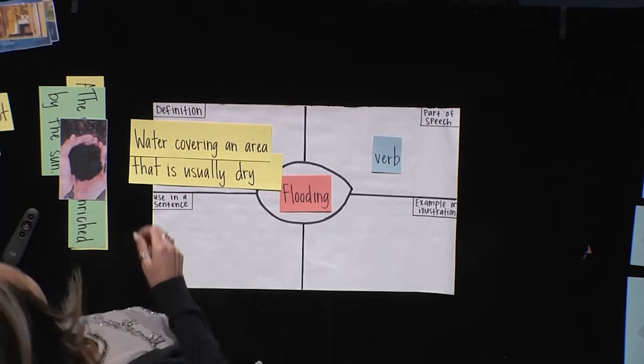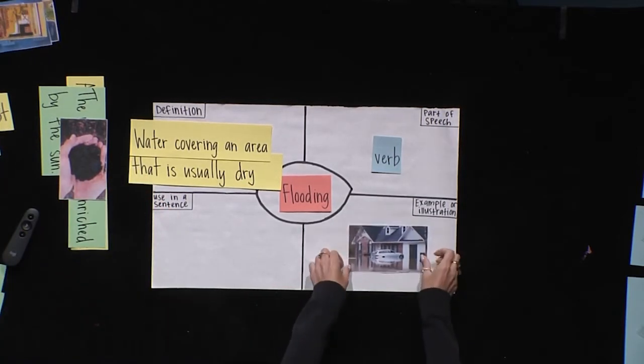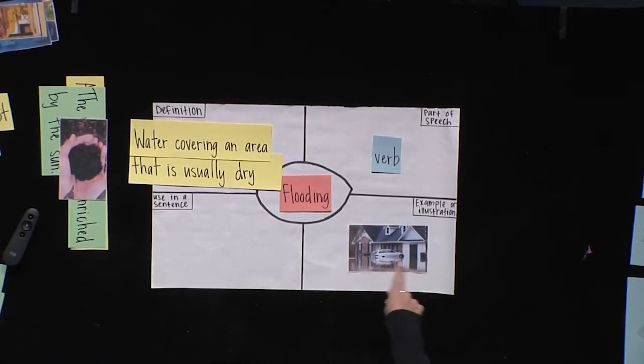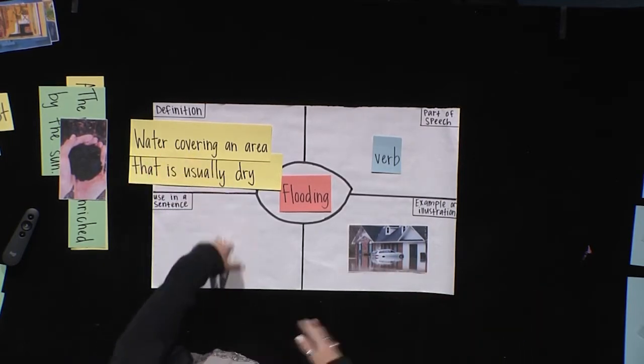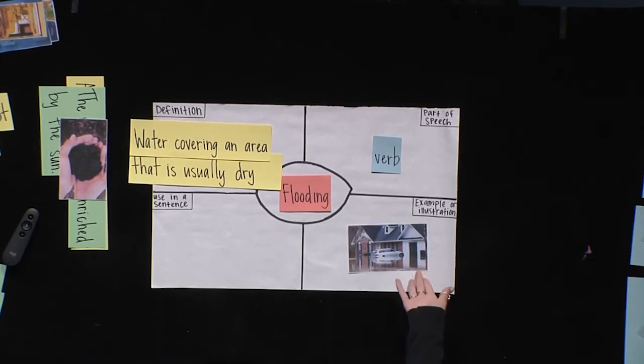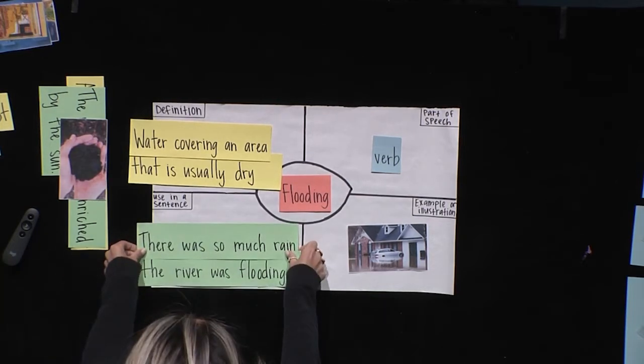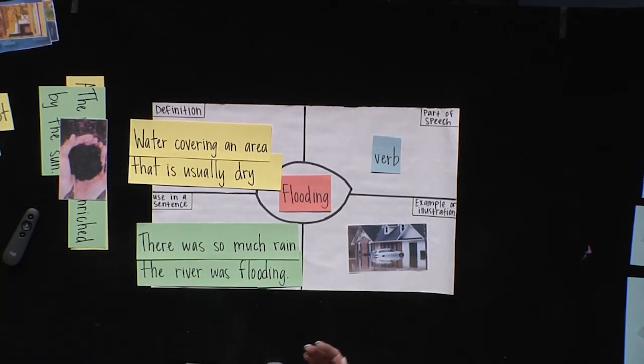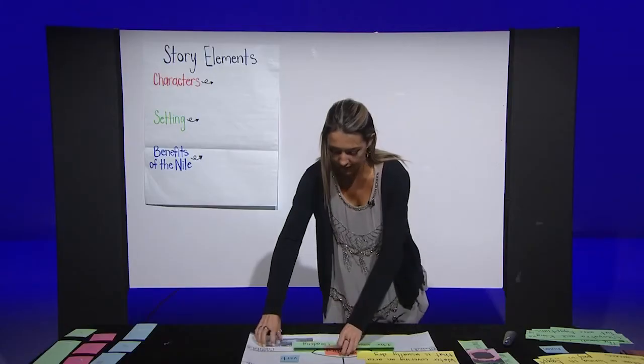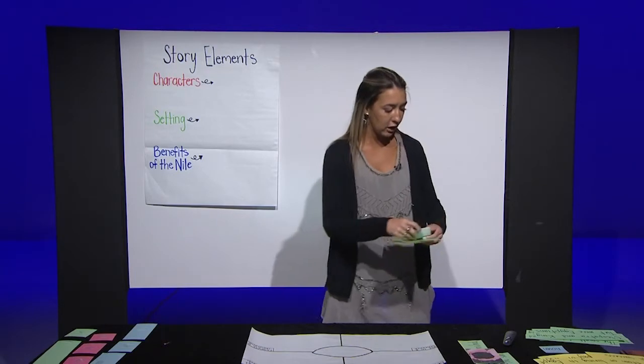And here is Miss Canavan's picture of flooding. We have a car and all this water is up in the house, and that's what flooding is, covering an area that is usually dry. Do we normally have water in our house? No. So my sentence for flooding is: There was so much rain that the river was flooding. All right? So that's our second word. We had enriched, and now we have the word flooding. All right? Let's do the next one together.